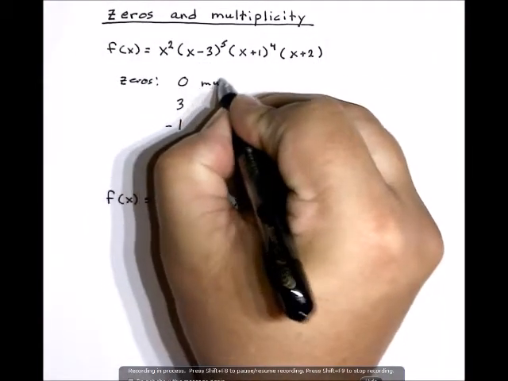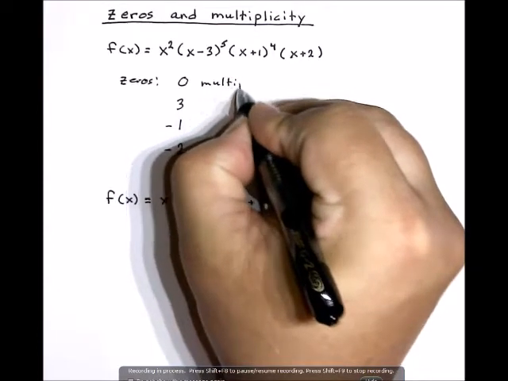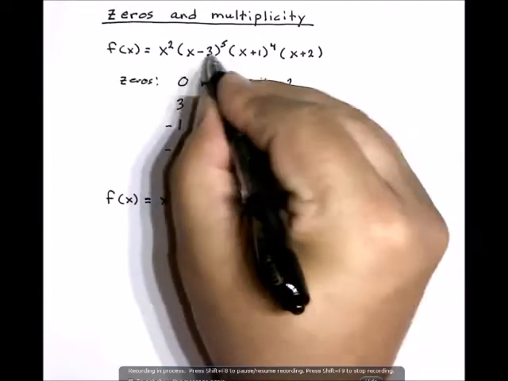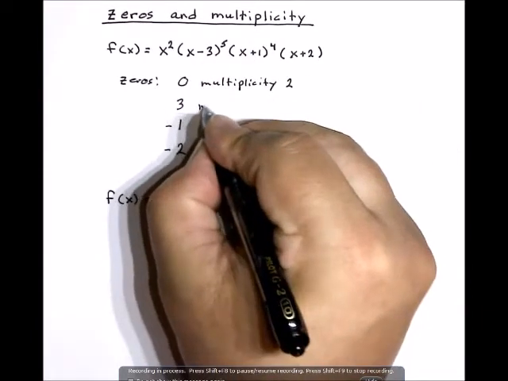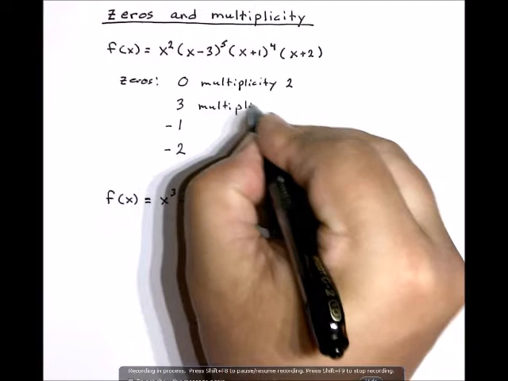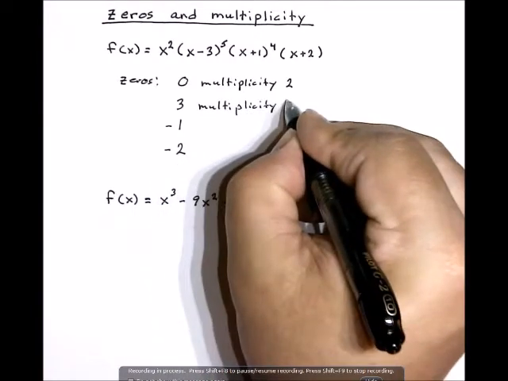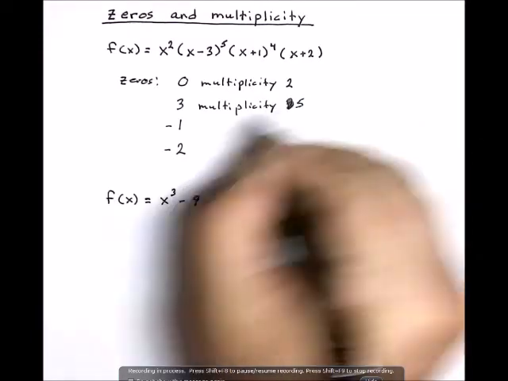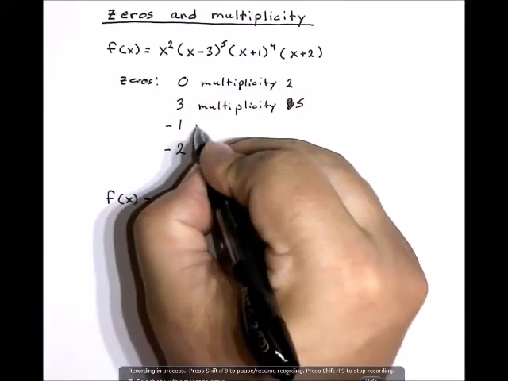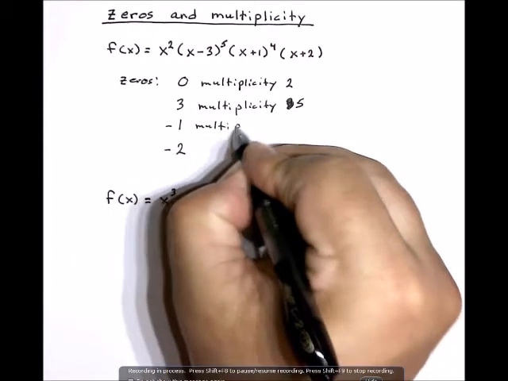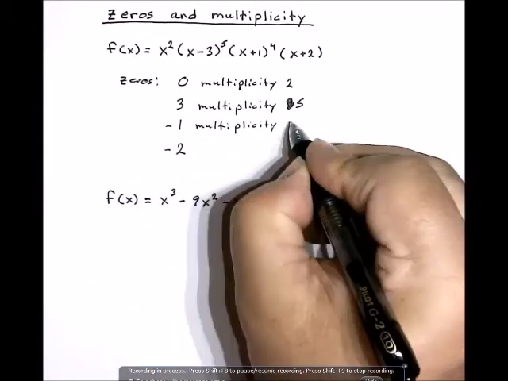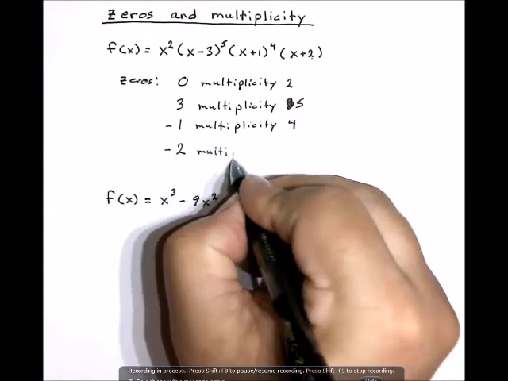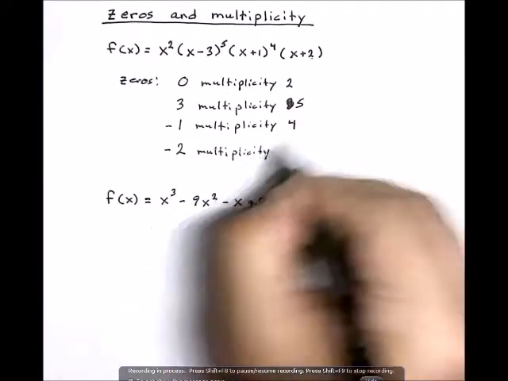For instance, the multiplicity of 0 is 2, the multiplicity of 3 is 5. The multiplicity of -1 is 4, and the multiplicity of -2 is 1.